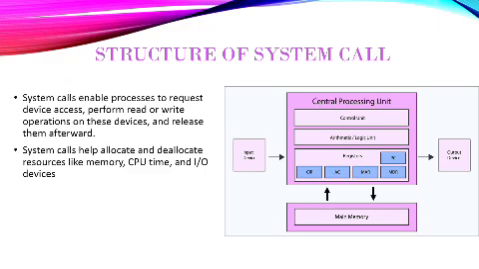Next, structure of system call. It allows programs to access hardware resources like CPU, memory and input or output devices. So system call acts as a resource provider for the programs. It performs file operations such as reading, writing and closing files. It allocates and also deallocates the system resources.